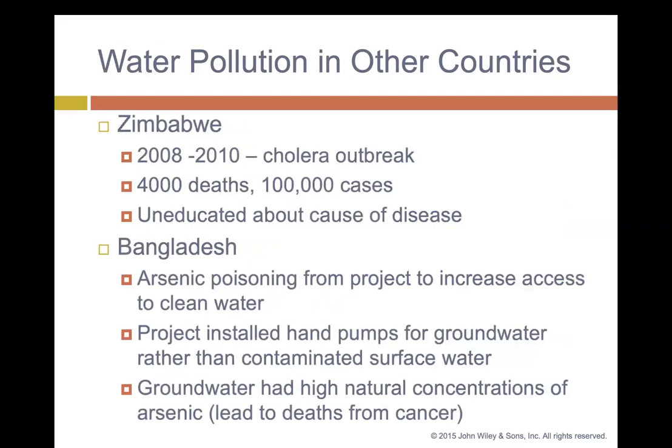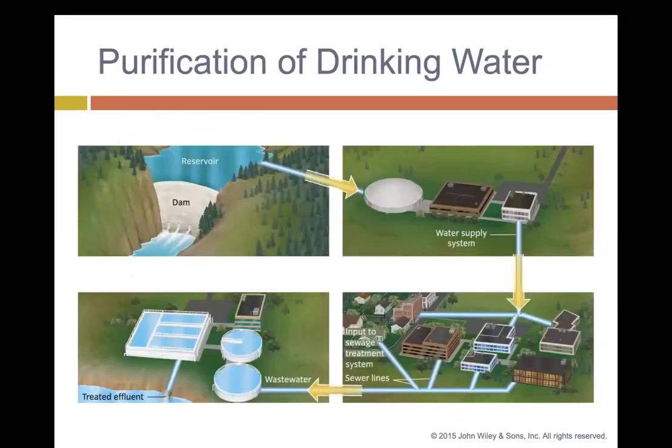In Zimbabwe, between 2008 and 2010, there was a cholera outbreak due to just dirty water. It caused about 4,000 deaths. And some of this is due to a lack of education about the cause of the disease. In Bangladesh, we had arsenic poisoning, which caused many problems as well.